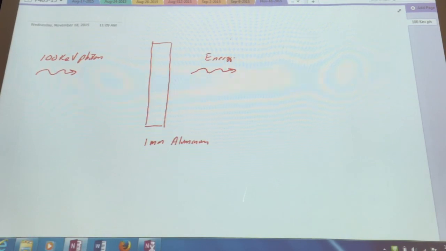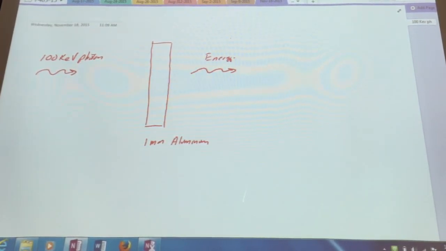Well, let's keep it simple. More, less, or the same? Less energy. So the photon passes through the aluminum. When it comes out, does it have more, less, or the same, or have no idea? Less energy. Okay, everybody's at least fairly uniform on that, so we can correct it all at once.